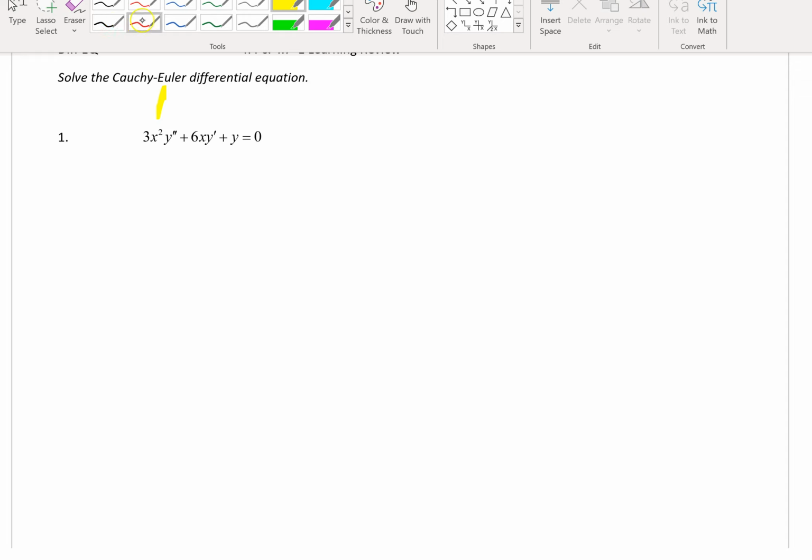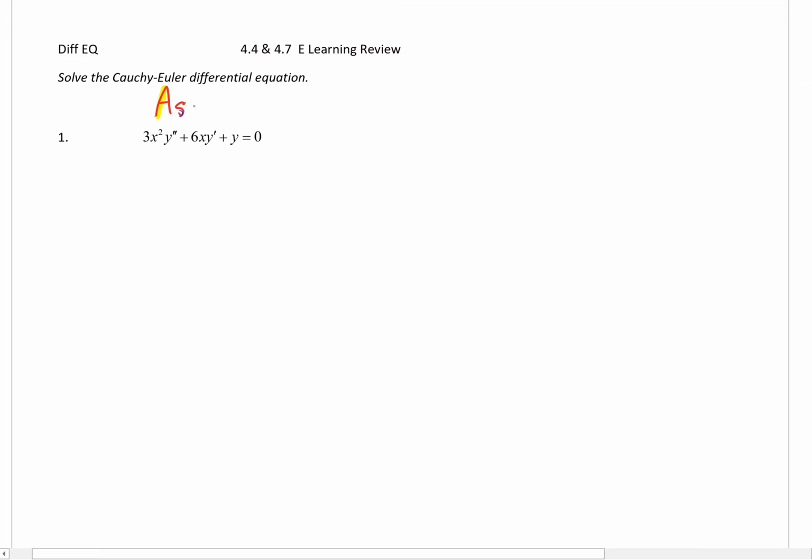Differential equations, we are looking at our last review assignment of the semester, the 4.4, 4.7 e-learning review. We're going to start off with 3 Cauchy-Euler differential equations. And of course, as you're looking at this, a Cauchy-Euler differential equation, guys, is always going to work with the assumption that y equals x to the m is a solution.